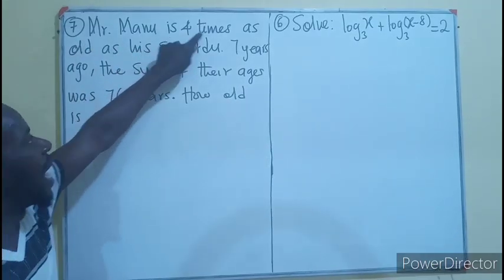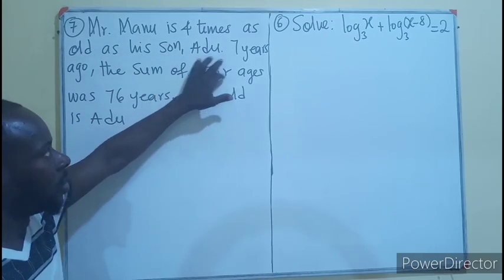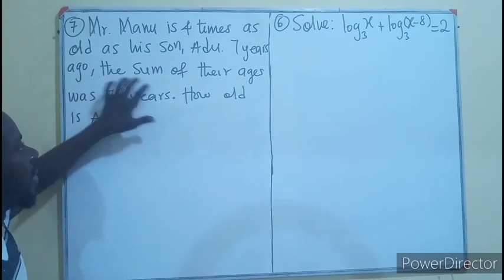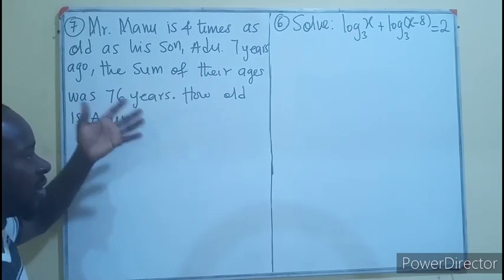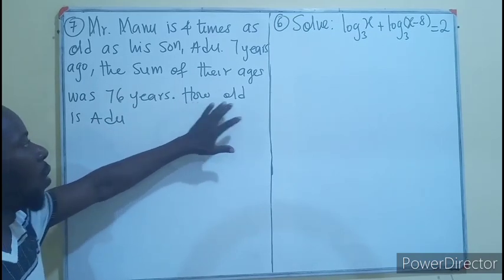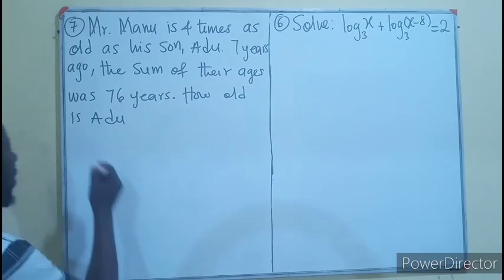Question 7. Mr. Menu is 4 times as old as his son Edu. 7 years ago, the sum of their ages was 76 years. So how old is Edu, that is the son? So we know this is a word problem.